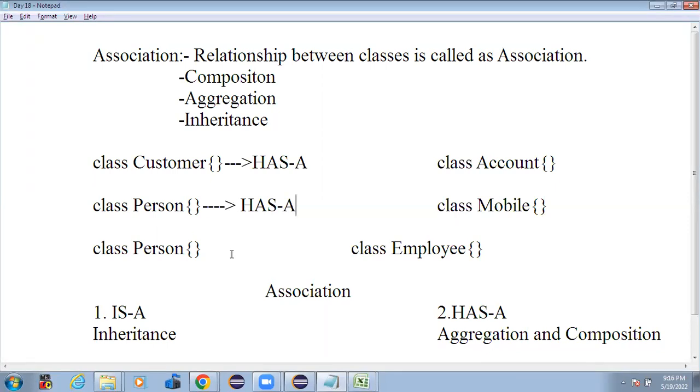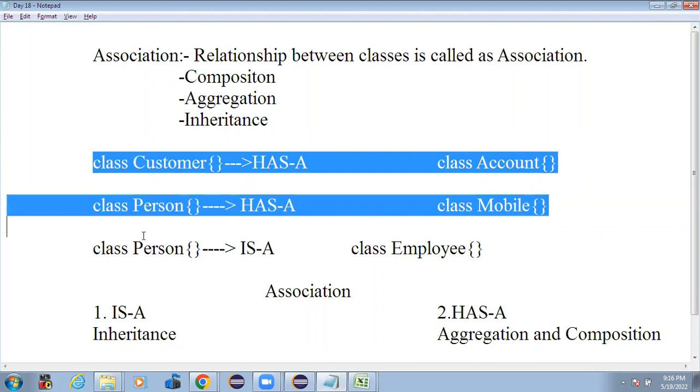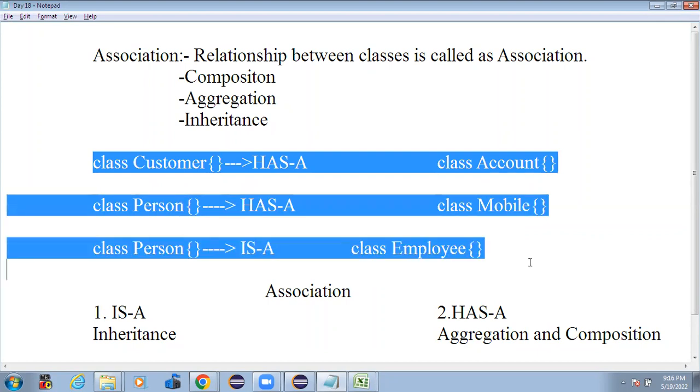Has a kind of relationship. But person here, actually we can say it is an "is a" kind of relationship. That means, an employee is a person. Employee is a person, but a person has a mobile, or a customer has an account, like that. So this is what we call "is a" and "has a".